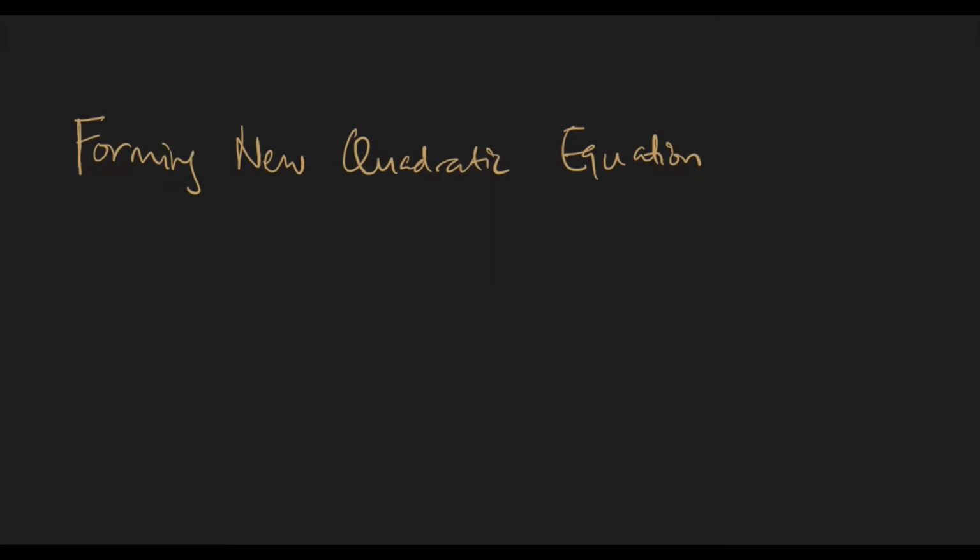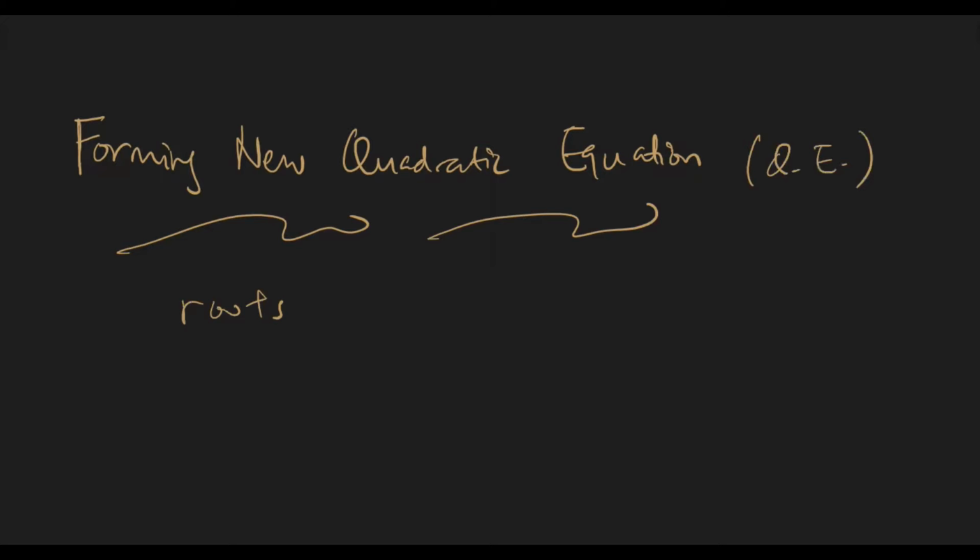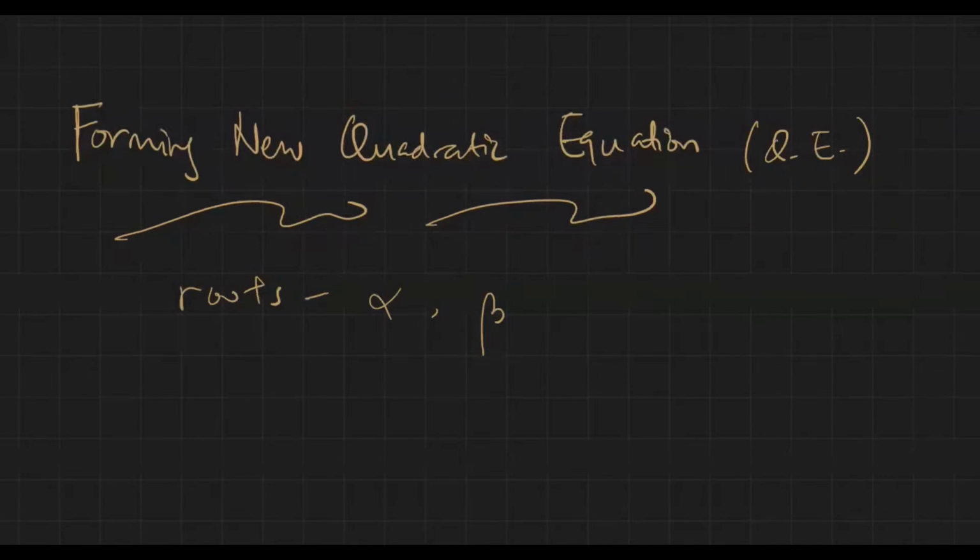Everyone, and we're going to continue with quadratic equations. And today we're going to learn how to form a new quadratic equation given certain roots of the equation. In here we're going to call the quadratic equation Q for short, and the roots we're going to be using will be alpha and beta. So we're going to learn how to form a quadratic equation in this lesson today.